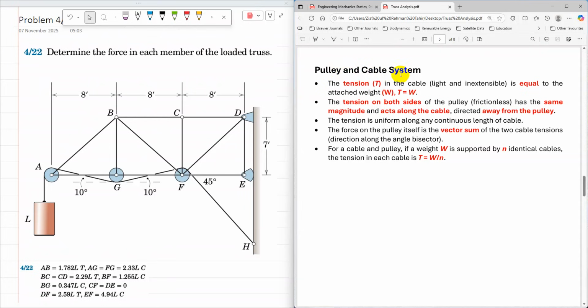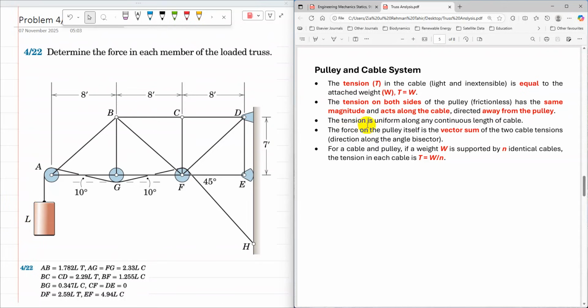For a pulley and cable system, the tension in the cable is equal to the attached weight. So at the pulley, the tension in the cable is equal to the weight attached, that is L. The tension on both sides of the pulley, if the pulley is frictionless, has the same magnitude and acts along the cable. The tension on both sides of the pulley is the same, equal to L.